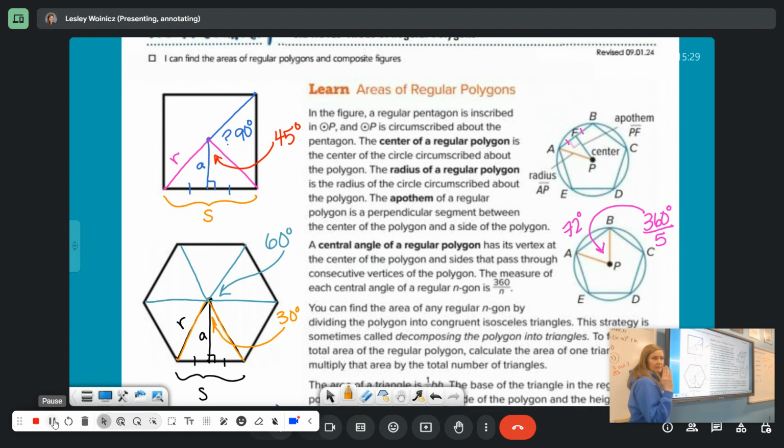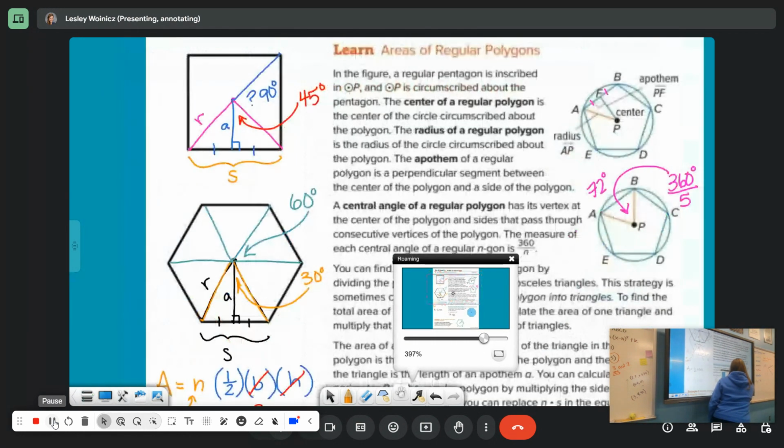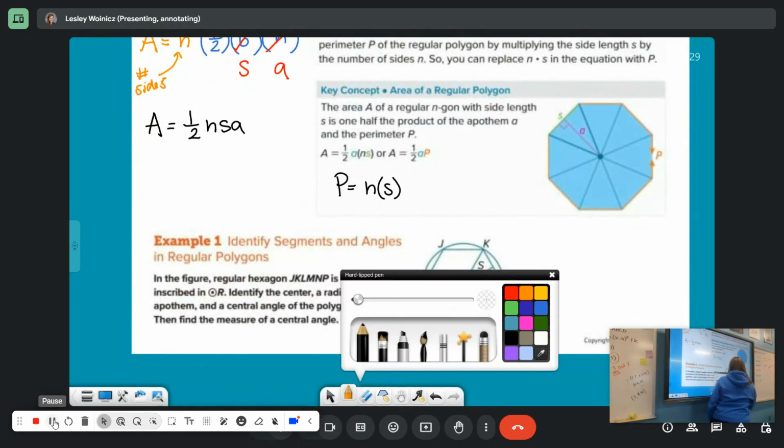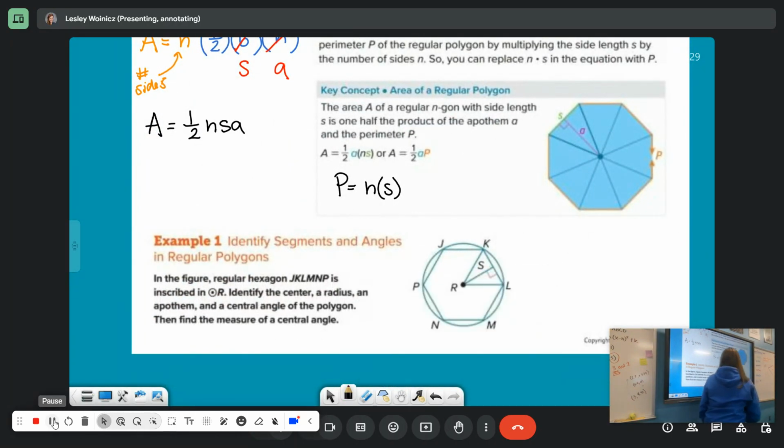And then the angles made by the apothem? Okay. All right. So here I have a regular hexagon. Its center is what? Point R, right? Okay, we need to identify a radius.